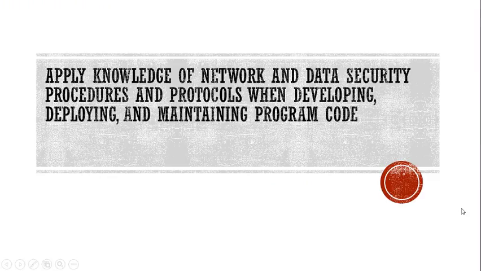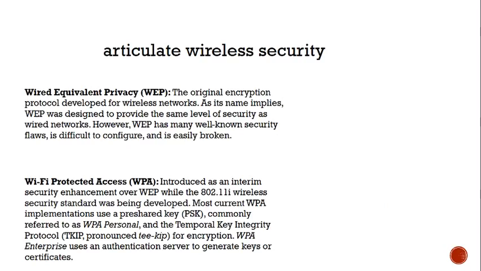Okay, so today we are talking about applying knowledge of network and data security procedures and protocols when developing, deploying, and maintaining program code. So the first thing is to articulate wireless security. The first item is Wired Equivalent Privacy.